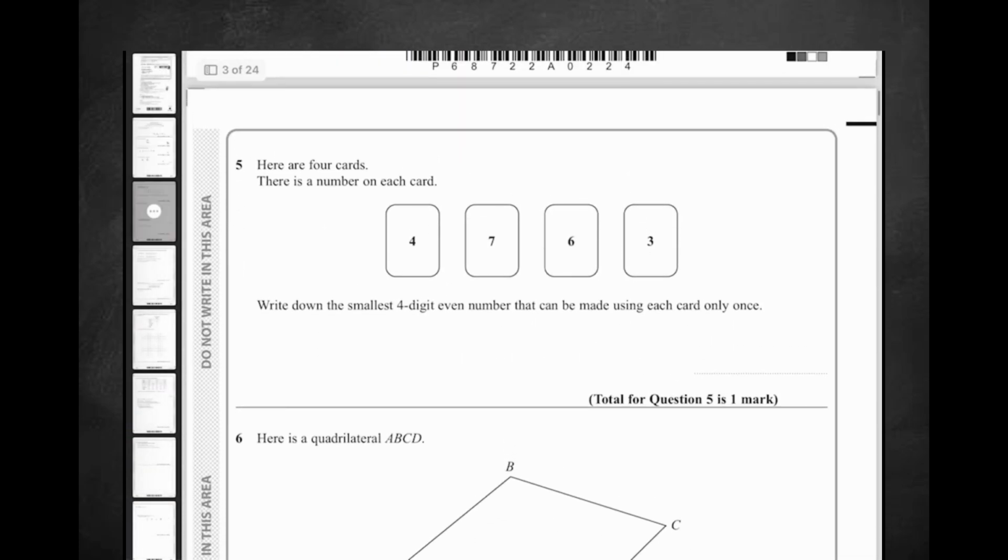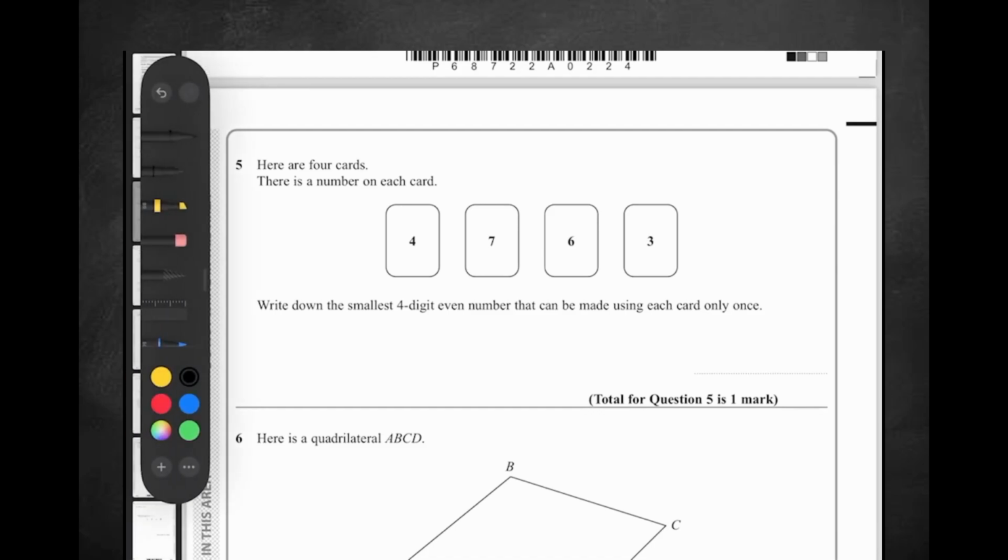Question 5. Here are 4 cards. There is a number on each card. Write down the smallest 4-digit even number that can be made using each card only once. So the smallest number, so we're going to need to use the smallest card at the front, because every number that starts with a 4, a 7, or a 6 will be bigger than the starting with a 3. So we're going to start with a 3.